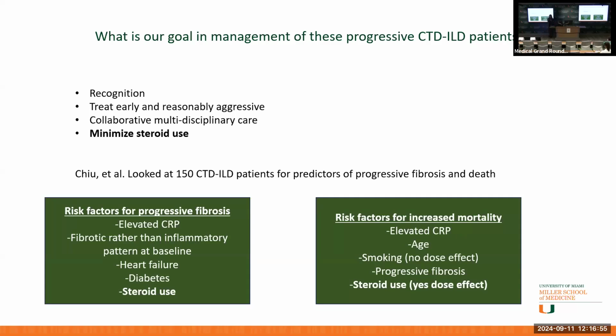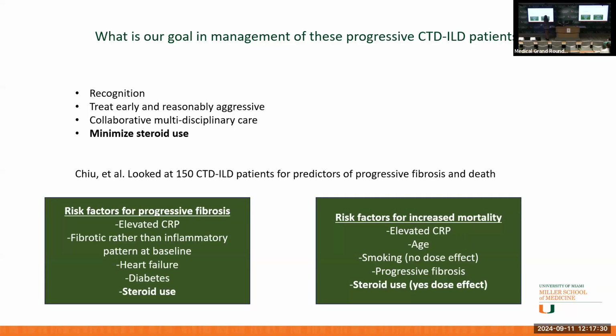But there was an interesting study that looked at 150 connective tissue disease patients, and they looked at two things: risk of progressive fibrosis and risk for increased mortality. Elevated CRP, which they attributed to the underlying autoimmune disease not being well enough controlled, was a risk factor for both. Fibrotic, of course, rather than inflammatory, was a bigger risk for fibrosis, but not having that at baseline was a risk for mortality, but progressive fibrosis was, either due to a disease not fully being treated or whatever that may be.